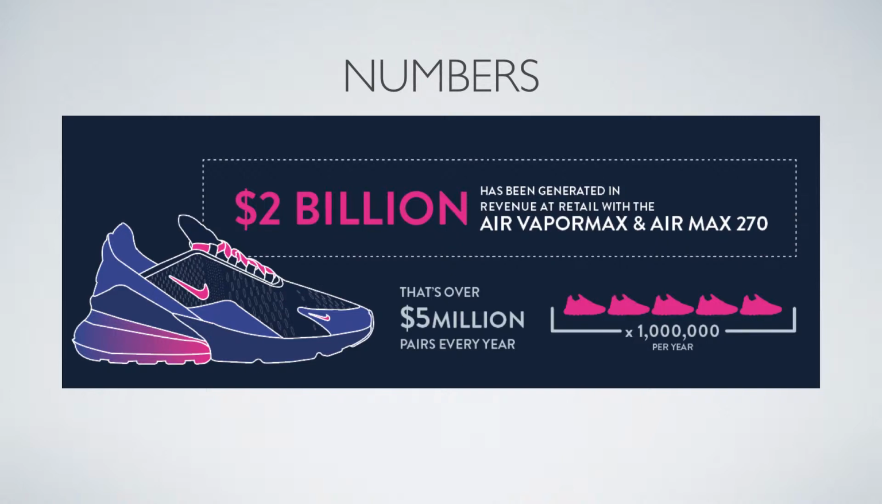And then I broke down this number to show that that's over 5 million pairs every year, and that's how I developed the isotype chart to represent that 5 million pairs, which is why I chose shoes as the symbol.